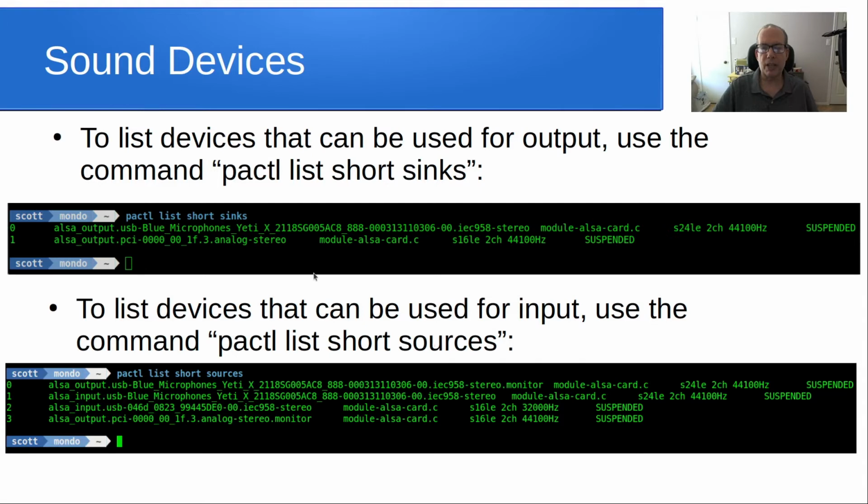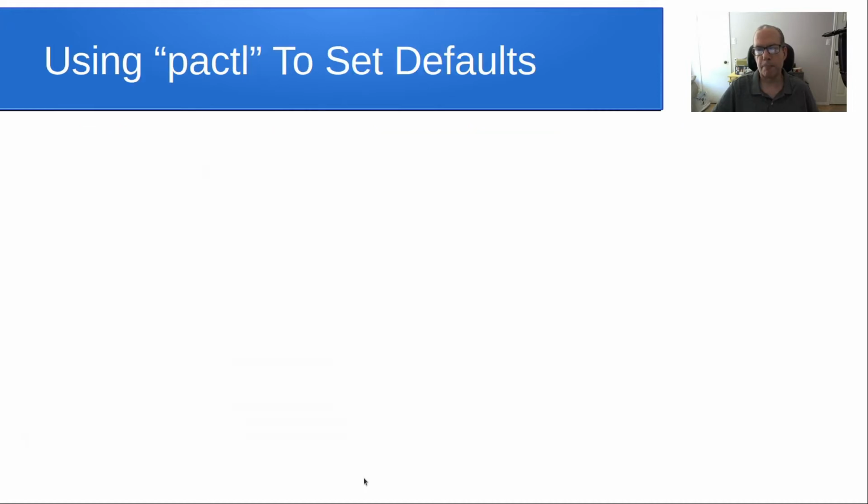Out of curiosity, you will notice that the Blue Yeti microphone is listed as both an output device and an input device. One would think that a microphone would only be listed as an input device, until you realize that the Blue Yeti microphone has a headphone jack on it, so it can also be an output device.